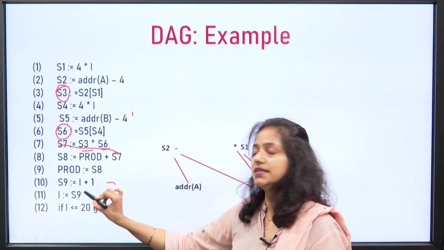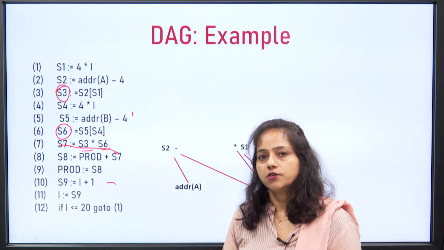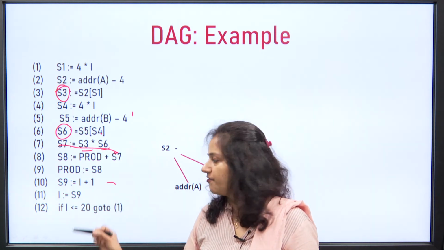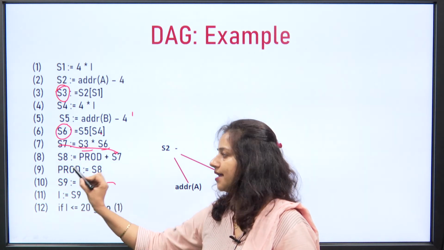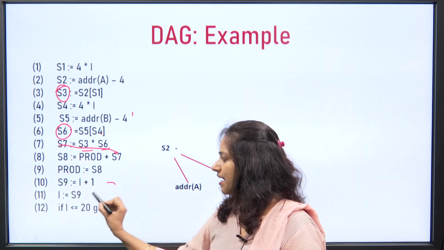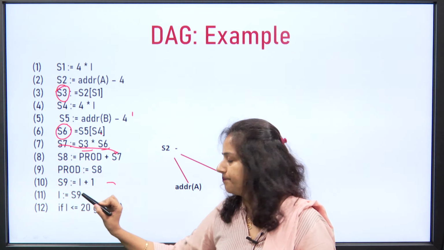This is nothing but I is equal to I plus 1, but done in 2 steps, where the first intermediate result is stored in a temporary variable and that value is assigned to I.